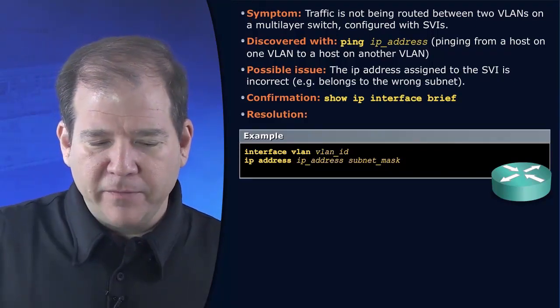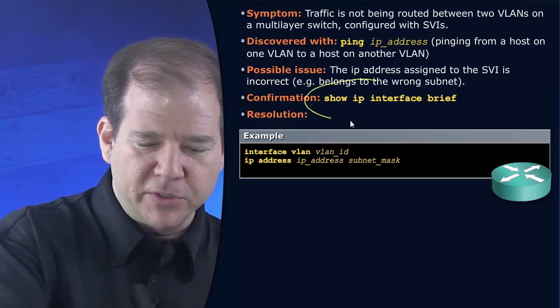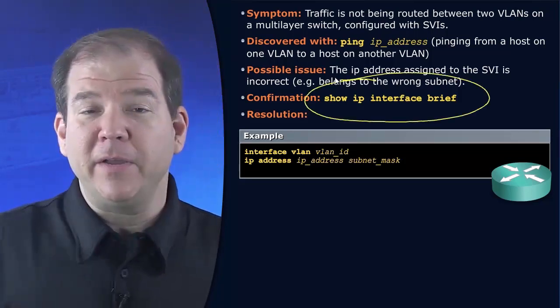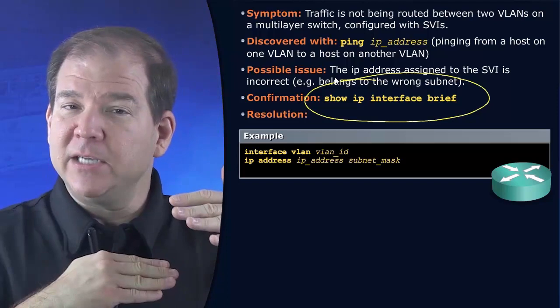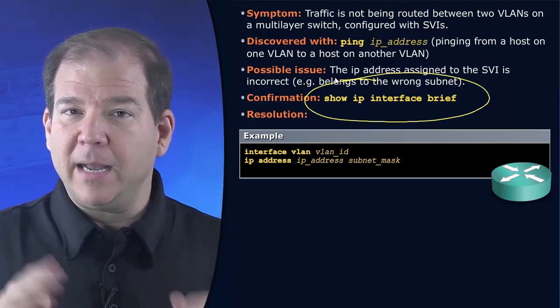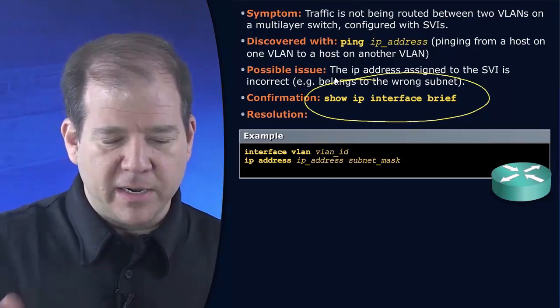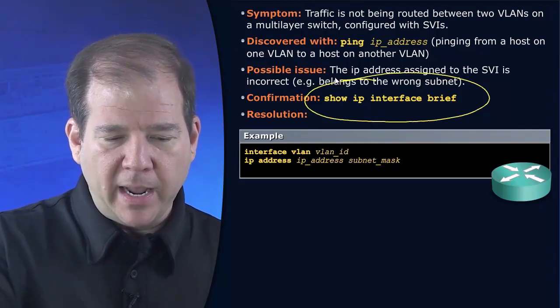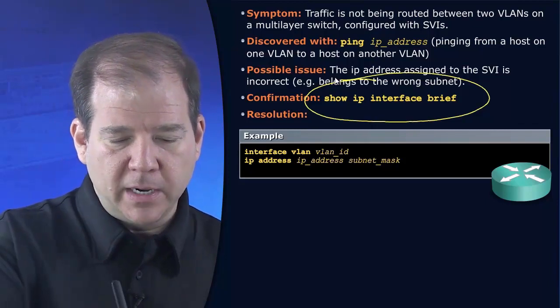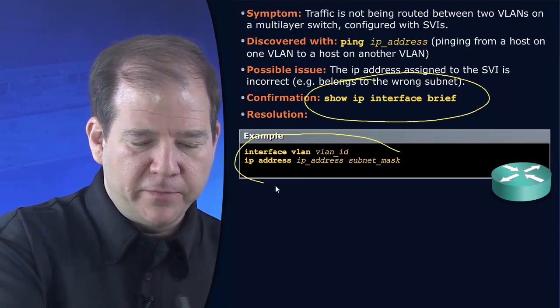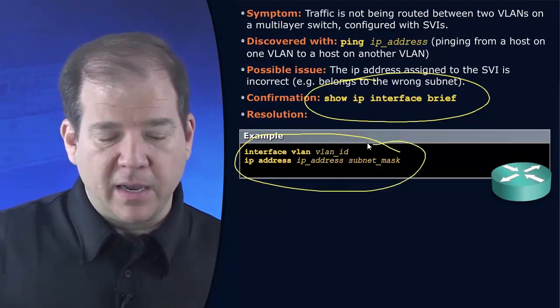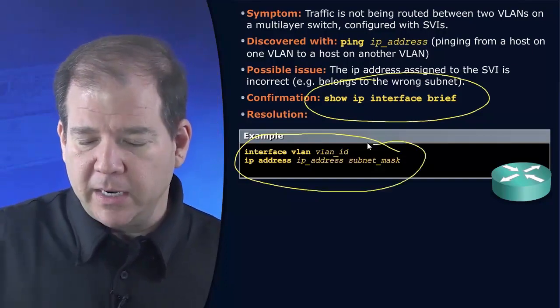Let's go out to a live interface. Oh, by the way, on screen we see how we could determine that. We could do a show IP interface brief to see what SVIs we have created. We could see what IP address is assigned to each of those SVIs. And if we don't have the correct IP address assigned, we could go into interface configuration mode for that SVI and use the IP address command to assign a correct IP address.